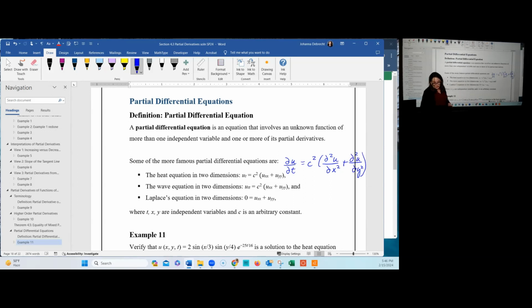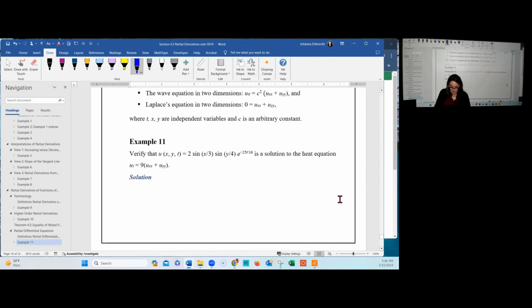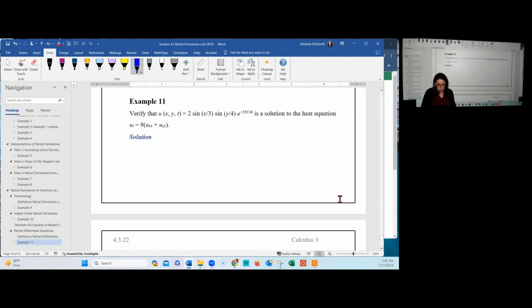Now, let's take a look at an example of a partial differential equation. In example 11, we simply want to verify that u, which is a function of x, y, and t, given by the equation 2 sine of argument x over 3 times sine of argument y over 4 times exponential e to the negative 25t over 16, is a solution to the heat equation, which you see here. So let's take a look at how we could find out if it's a solution.